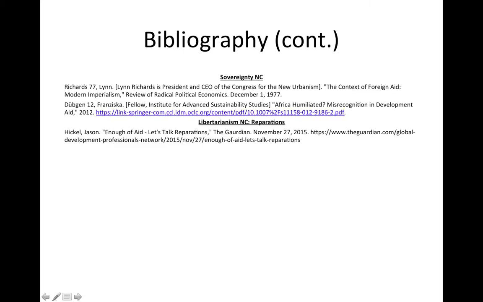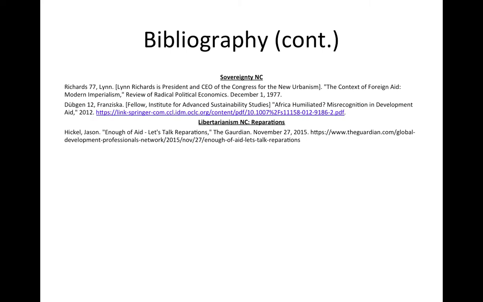For the sovereignty NC, the Richards 77 article talks about imperialism and how aid is just a mechanism by which donor countries can establish control in recipient countries, and talks a lot about dependency. And the Dubgen card talks about how countries' needs are never recognized within these sorts of systems, and that it's only the interest of the developed donor country that ends up being promoted.